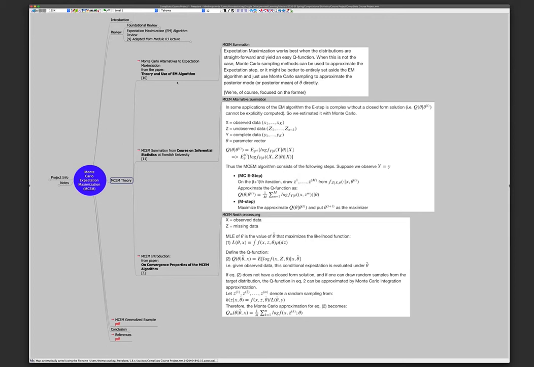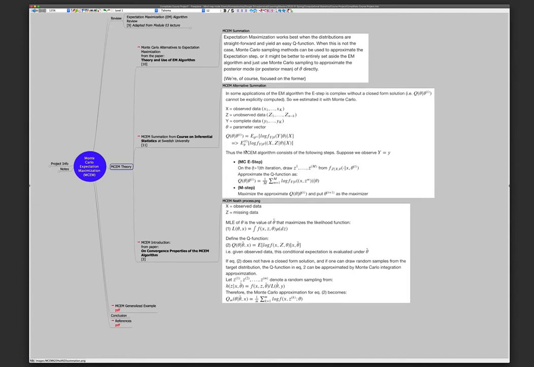So this is a summation of three different papers and lecture notes, essentially saying the same thing here. I've done some normalization so that X means observed data across the board, and Z means the missing data across the board. Missing and unobserved are synonymous.